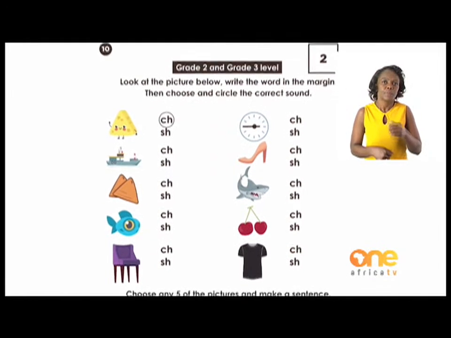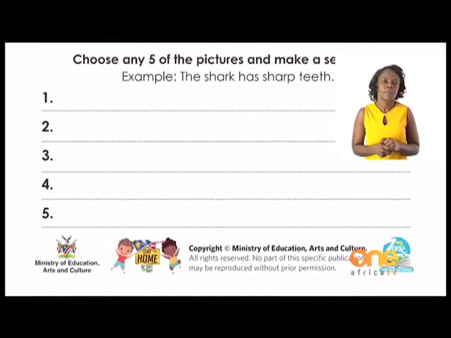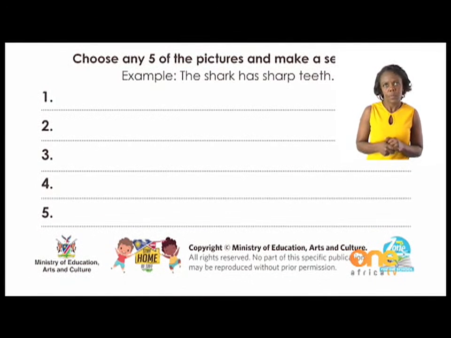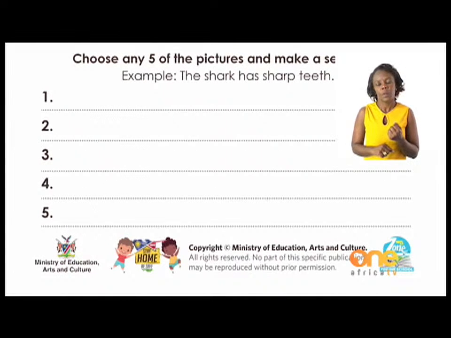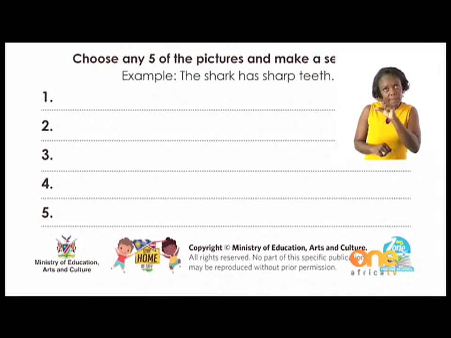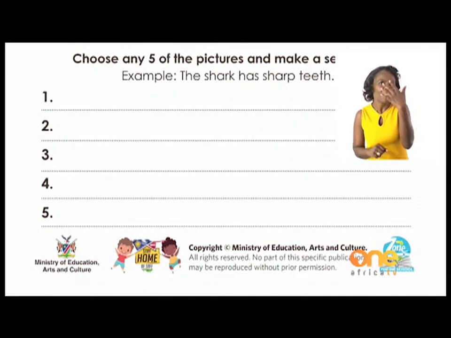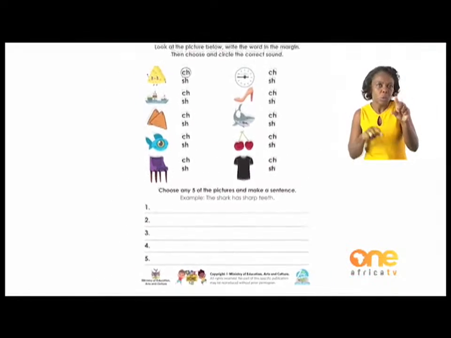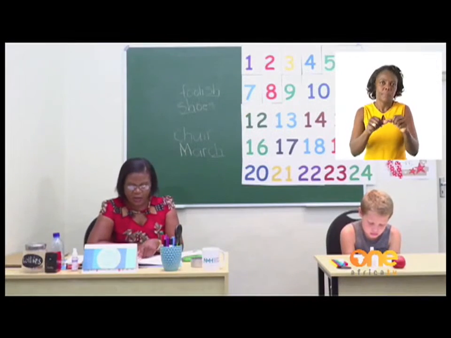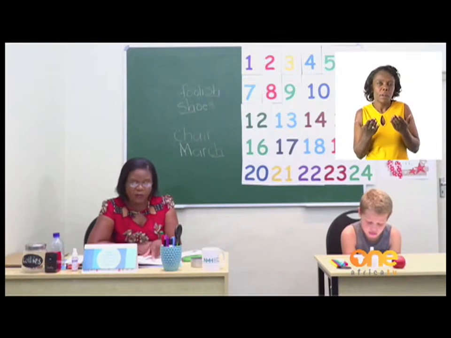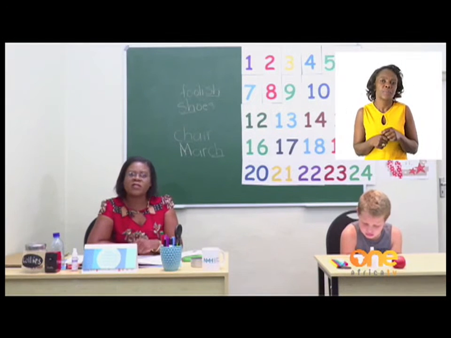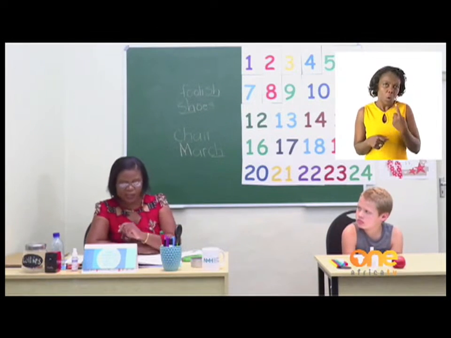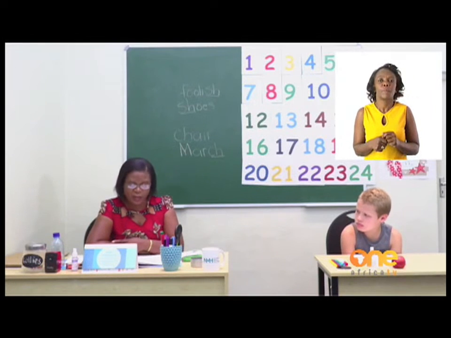Let's go down to the next exercise, just under there, just below. All right. Now you have to choose any 5 of the pictures. The given pictures which are on top there, you just have to choose 5 of them and you come up with your own sentence. You make your own sentence with any of the words which are there on the pictures. Choose 5. For example, the shark has sharp teeth. We have a shark there on the pictures, so I have chosen a shark. And then if I construct my own sentence, then I put it in the sentence like that. The shark has sharp teeth.